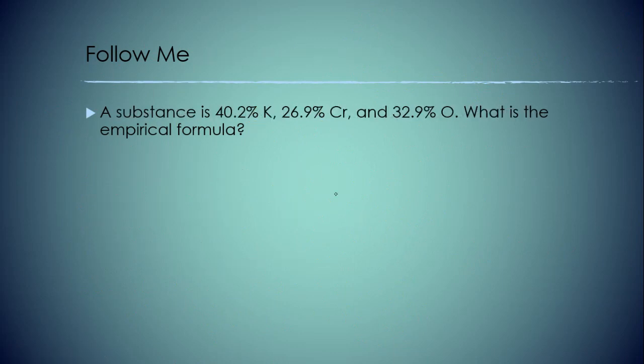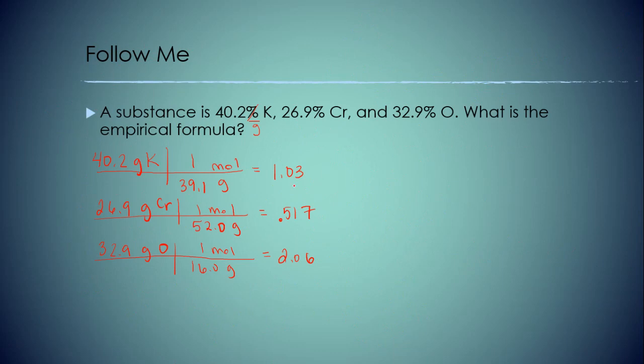That means skip ahead. So, okay, our step 3 was use these numbers as your subscripts, unless they're decimals. So I cannot use subscripts like this. If we tried to do this right now, we would have K1, Cr half, and O2. I cannot have half of a chromium. So the easiest way to proceed from this point forward is to divide by the smallest number. My smallest number is this one. So I'm going to divide everything by 0.517.